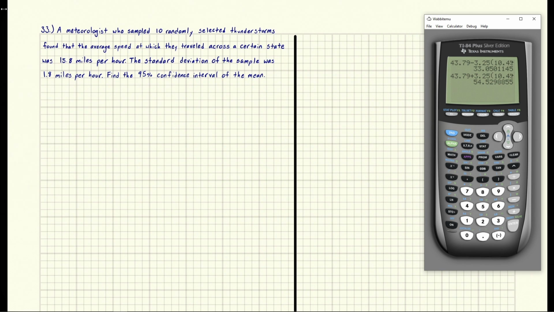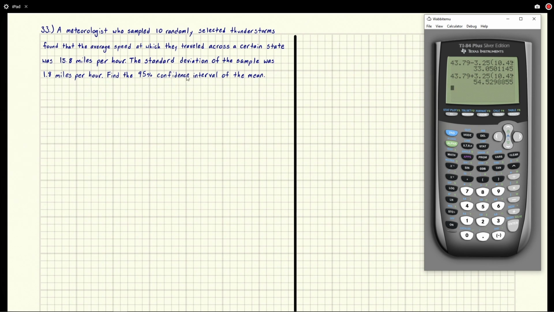All right, cool. So, a confidence interval question, pretty easy to identify because they actually use the words confidence interval, as it says right here. And they even give us the statistics, so let's pull those out real quick. We have 10 randomly sampled things, so n is equal to 10. They say the average speed, so we're looking at a mean here, which they traveled was 15.8 miles per hour.